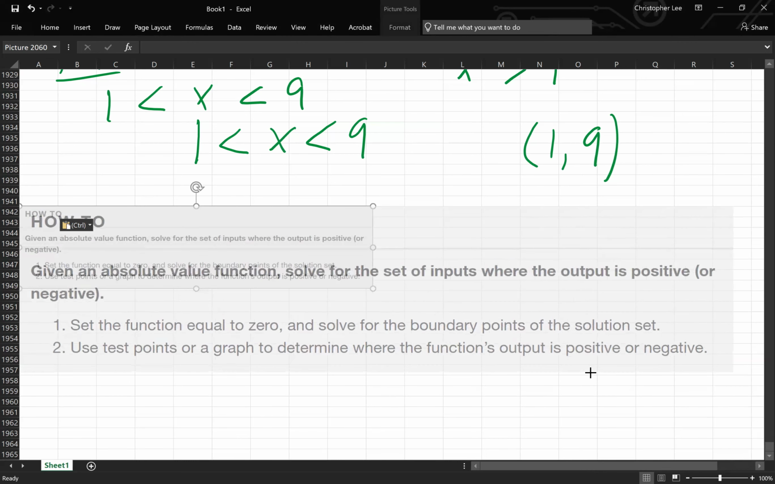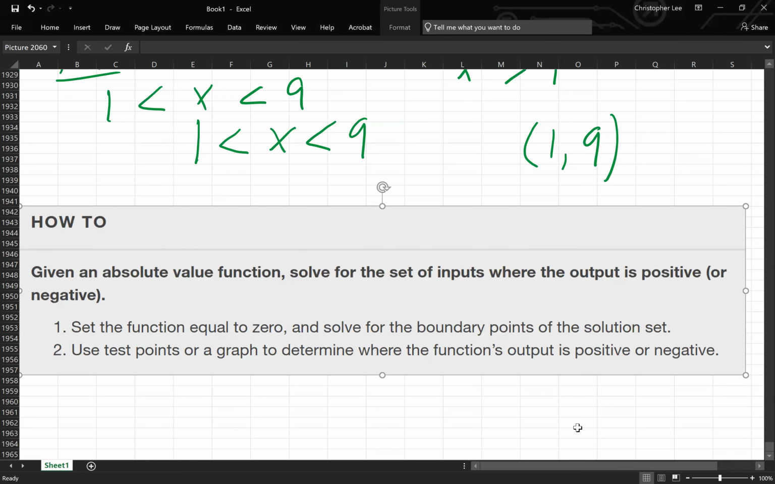All right, so look, given an absolute value function, you want to solve for a set of inputs where the output is positive or negative. Here's how you do it step by step. Step 1, set the function equal to 0, solve for the boundary points of the solution set. Step 2, test the points or a graph to determine where the function's output is positive or negative. And that's it. Y'all should be good to do your homework.